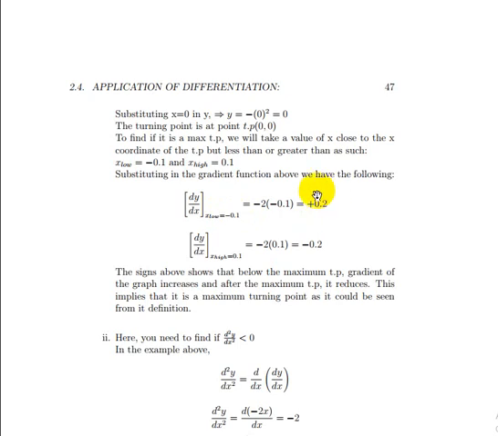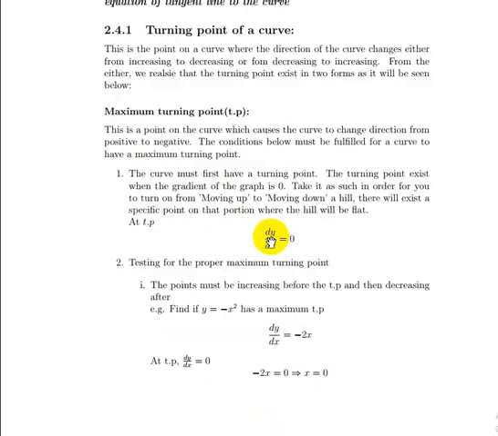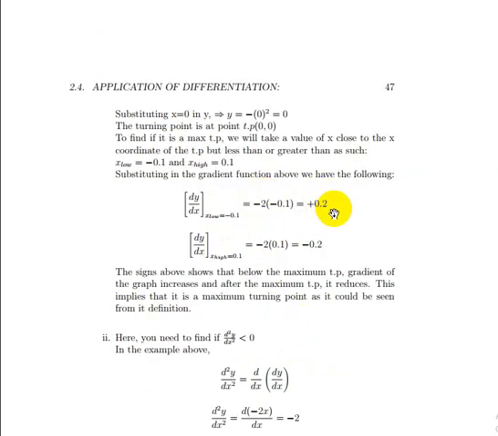You see that it is positive. When you substitute negative 0.1 in the value of dy over dx, you are going to have a positive value. So you see that the steepness was increasing before the turning point. And now when you substitute the value above, you are going to have a negative. So you see that it's decreasing after, and this fulfills the condition of a maximum turning point. So it implies that the curve has a maximum turning point.